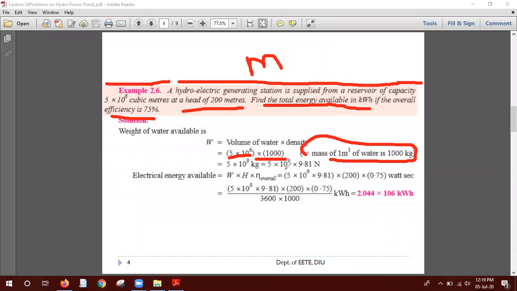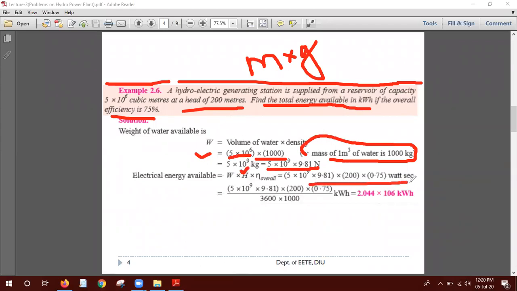If we multiply with 9.81, that is the g, we can get the newton, isn't it? Because we know that the weight is in newton. So mg, basically multiplied with 9.81, the gravitational force constant. Finally, we got this. This is the weight. The height is given here, 20 meter, and the efficiency is also given here, 75%.